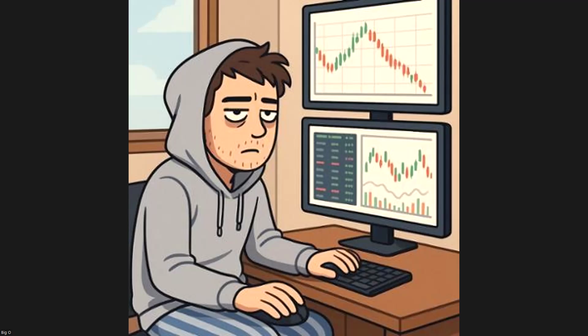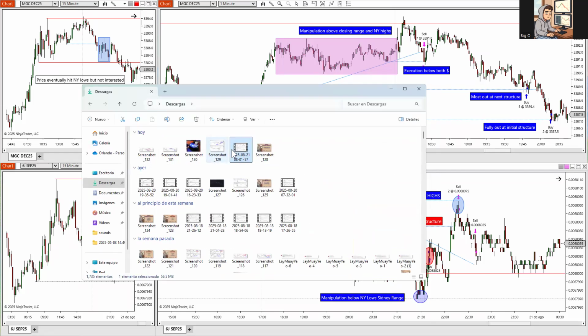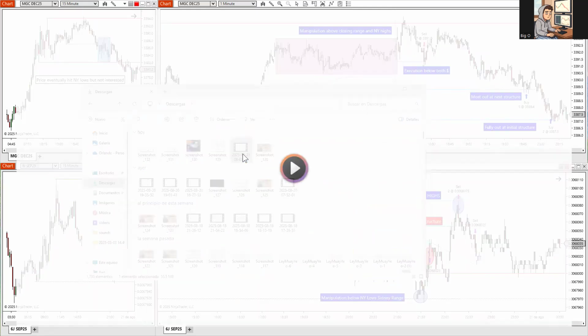All right, so this is August 21st, 2025, New York session. I took one trade only, and that was long on the Nasdaq. So I'm just journaling yesterday's trades. This is just me journaling yesterday's executions on the Japanese yen and gold.